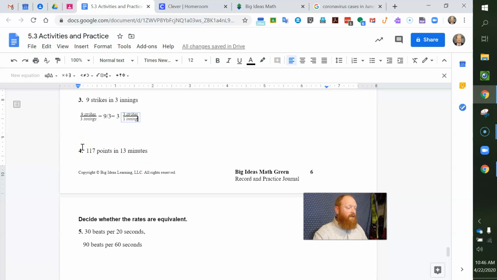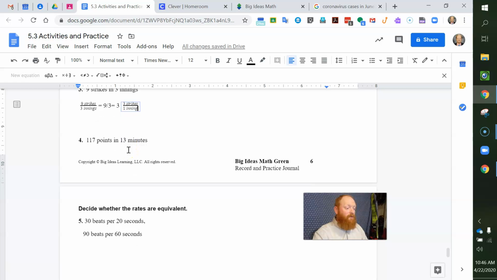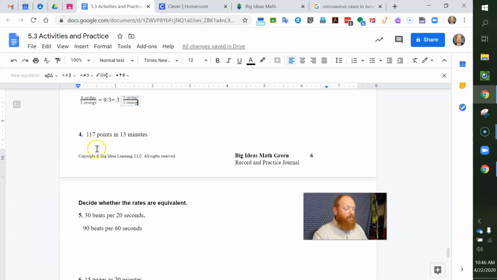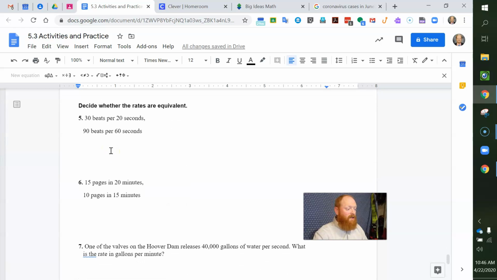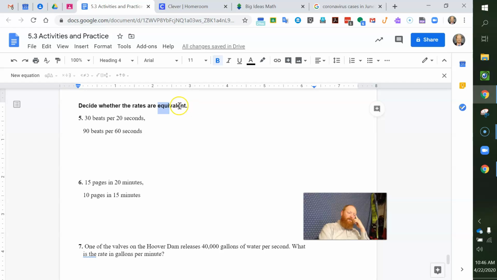117 points in 13 minutes. I'm going to skip that one because that's broken at the bottom of the page, and I don't want to divide those out. Okay, so decide whether these are equivalent. The way that we could figure out if these are equivalent, remember, equi as part of equivalent means equals.